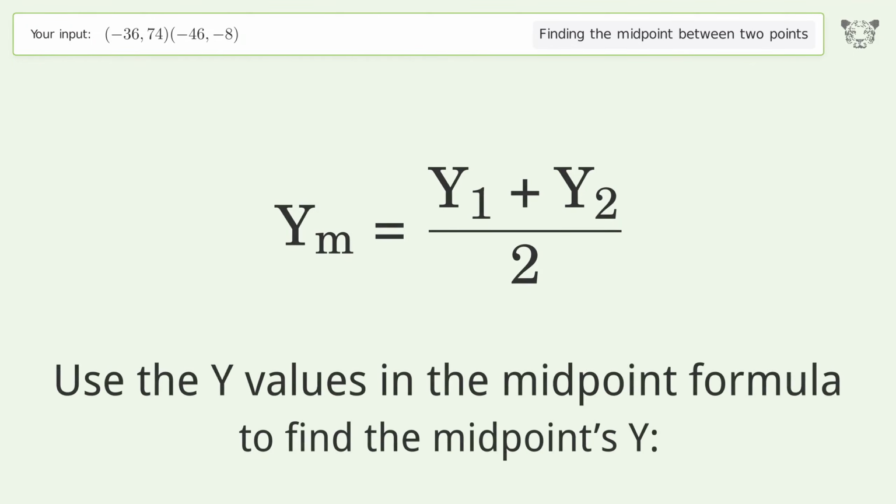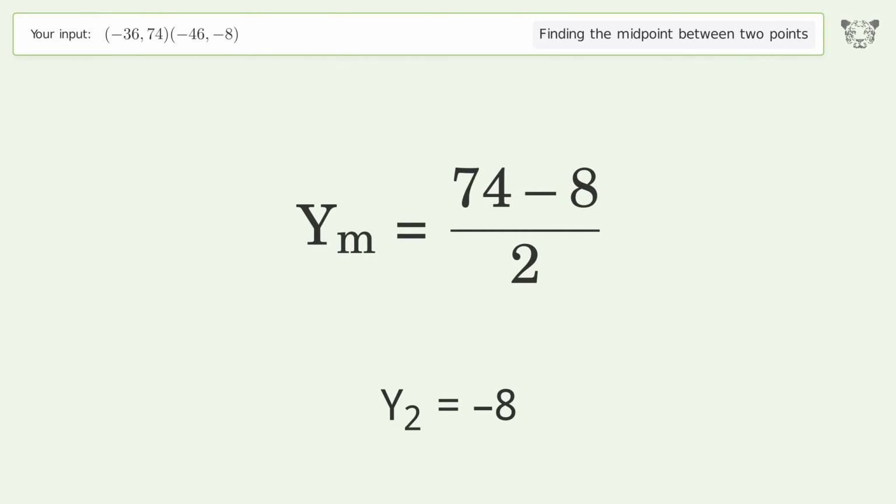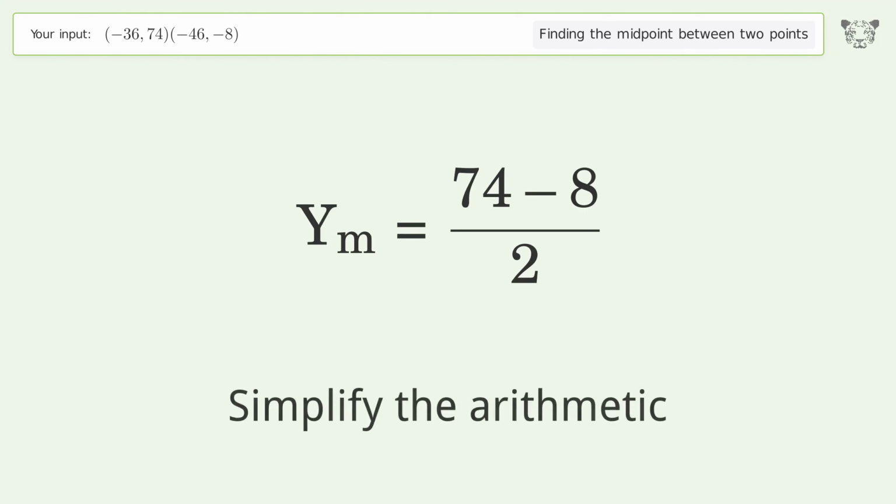Use the y values in the midpoint formula to find the midpoint's y. y1 equals 74. y2 equals -8. Simplify the arithmetic.